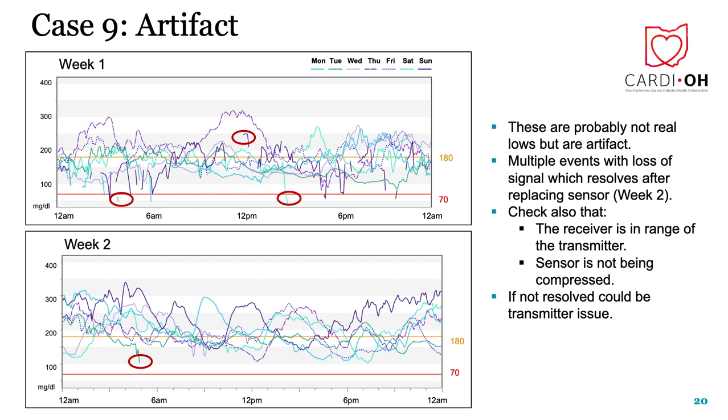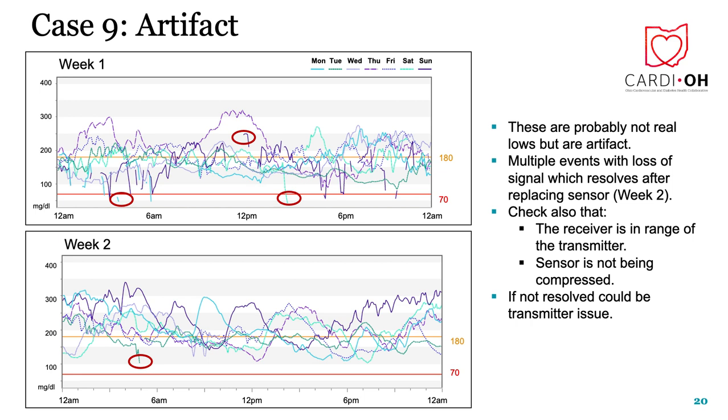You can see this more clearly. This is, again, an overlay report where we have each individual day in a week overlaid in an individual graph. And you can see these parts where the data just drop out. In a couple of cases, it makes it look like there's hypoglycemia here. But most likely, this is some kind of artifact.